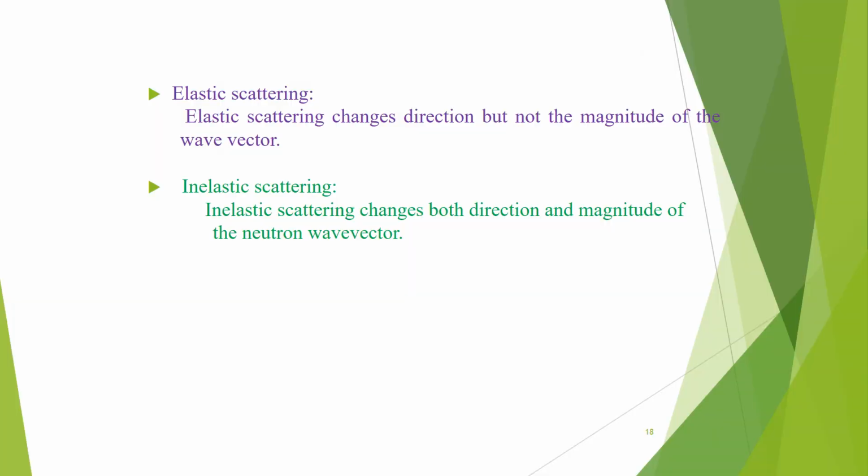Elastic scattering changes the direction but not the magnitude of the wave vector. While inelastic scattering changes both the direction and magnitude of the neutron wave vector.